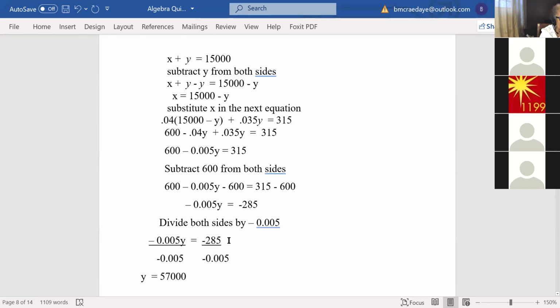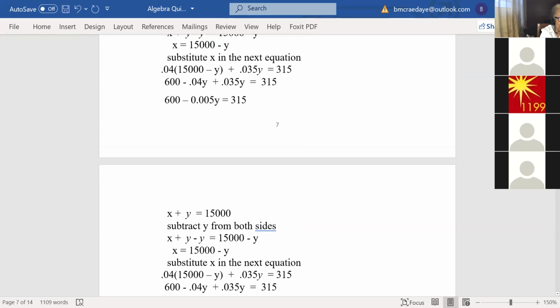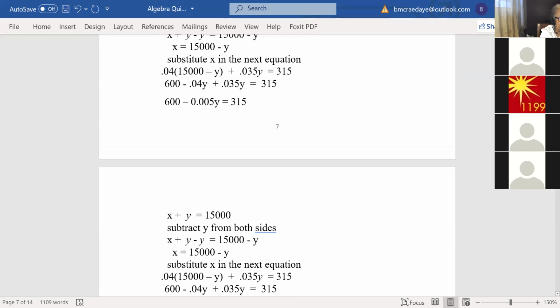Oh, it's a positive because a minus of a minus is a plus, but there's an error somewhere. Negative over negative is positive. But there's an error someplace because we said that this total is 15,000. Okay, let me go back.